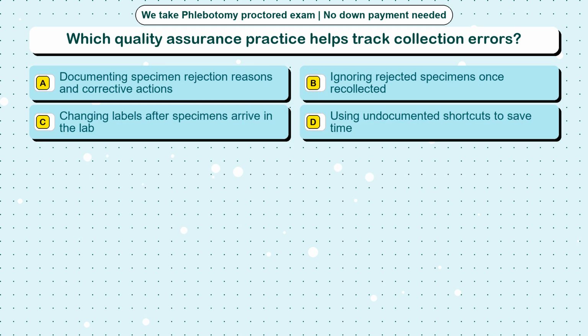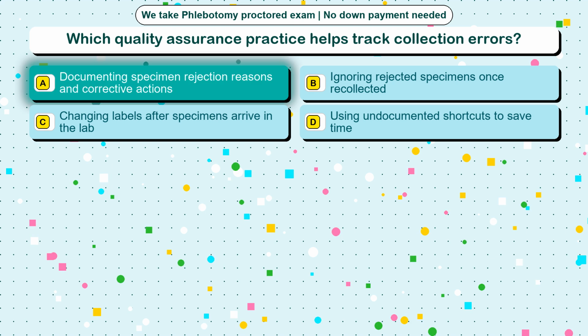Question 35. Which quality assurance practice helps track collection errors? Option A. Documenting specimen rejection reasons and corrective actions. Option B. Ignoring rejected specimens once recollected. Option C. Changing labels after specimens arrive in the lab. Option D. Using undocumented shortcuts to save time. The correct answer is option A. Documenting specimen rejection reasons and corrective actions.